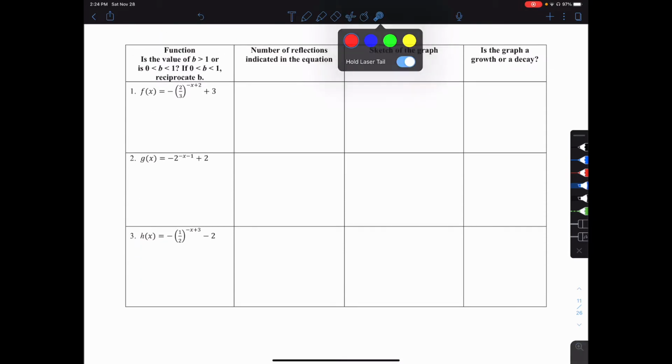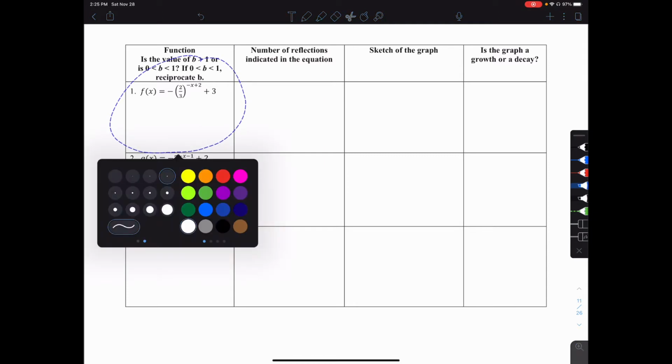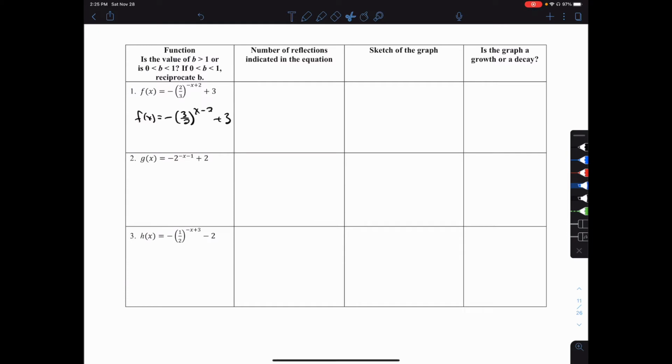First of all, we have to make sure that the b value is bigger than 1. If it isn't, you need to reciprocate it and change the sign of the exponent. So we reciprocate 2/3 to 3/2 and change the sign of the exponent. We're going to have a positive coefficient for x, so that's great. How many reflections do we have for this equation? We just have this vertical one.